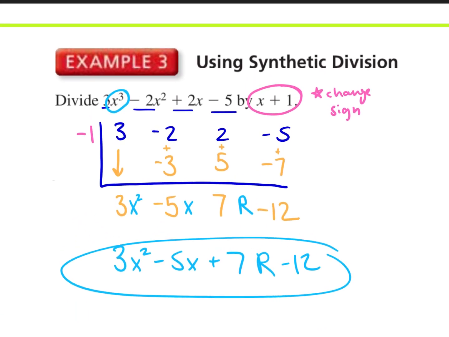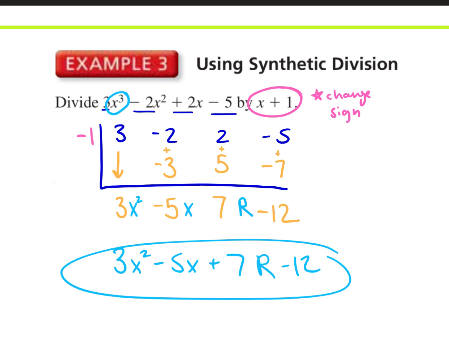Good question. If this was something like we had to divide x squared plus 3x plus 2, something like this, then you have to do long division. You wouldn't be able to use synthetic division if it was like an x squared term. So you can use synthetic division when it's only x in the original?